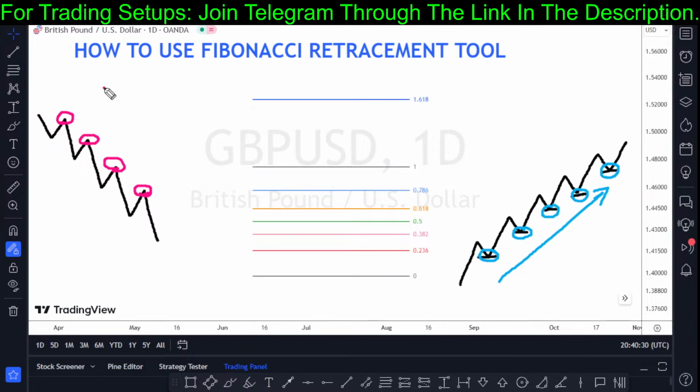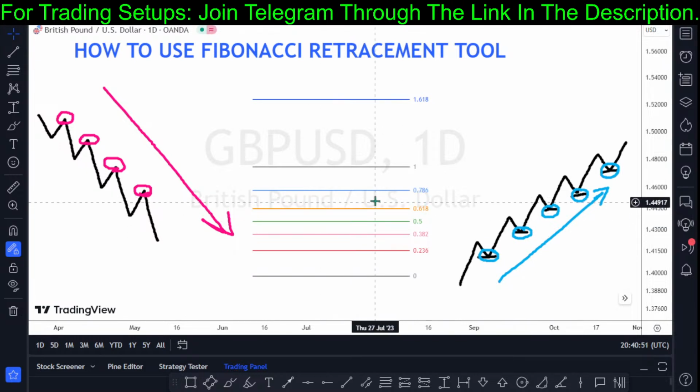As you all know, price will not go down in a straight line, right? So price must always have a pullback before the downtrend continues. So this is the concept of the Fibonacci retracement level. So that is all about Fibonacci retracement levels. Now, how can you use these levels to detect this retracement level?